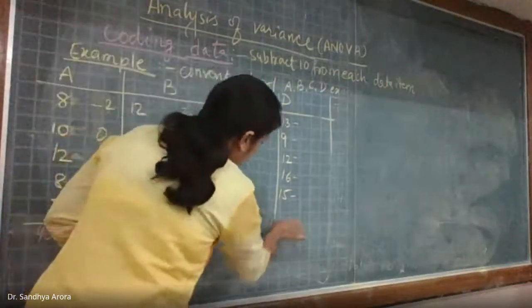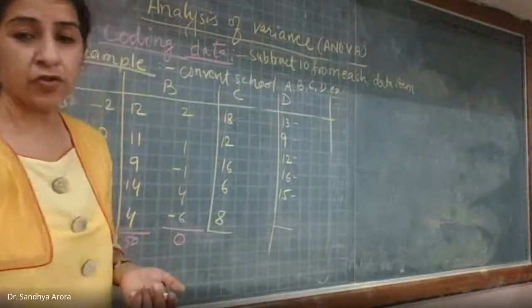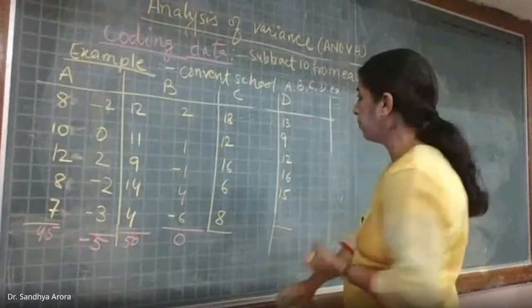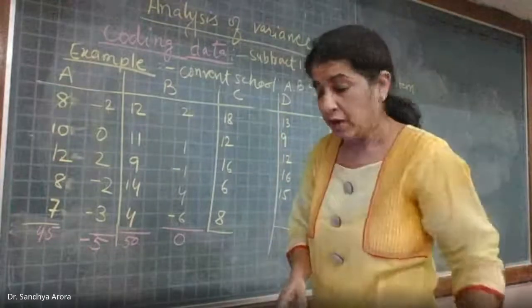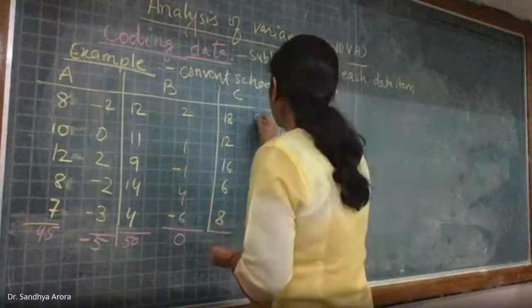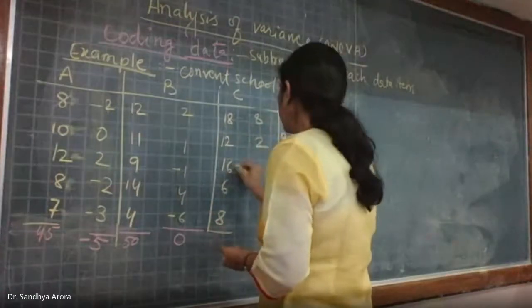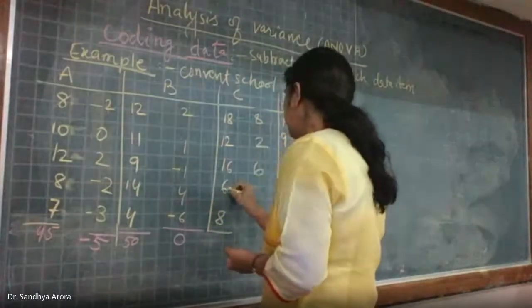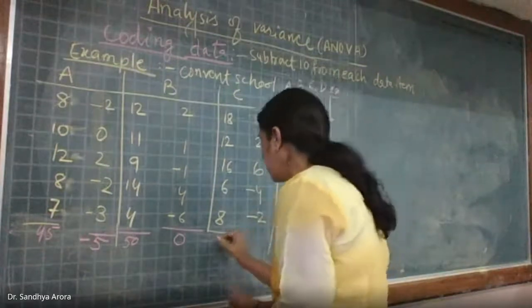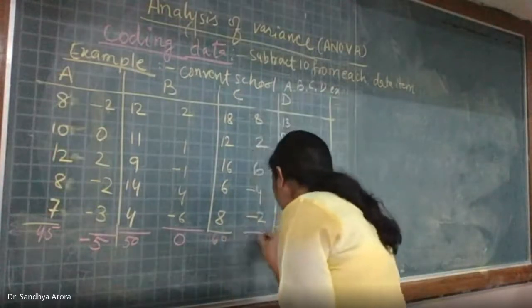Though we have not covered these things in class, you should know some of them. You have to study on your own to gain proper knowledge. Now do the same thing for this. 18 minus 10 is 8, 12 minus 10 is 2, 16 minus 10 is 6, 6 minus 10 is minus 4, 8 minus 10 is minus 2. The summation of the original data was 60. What is the summation of this?